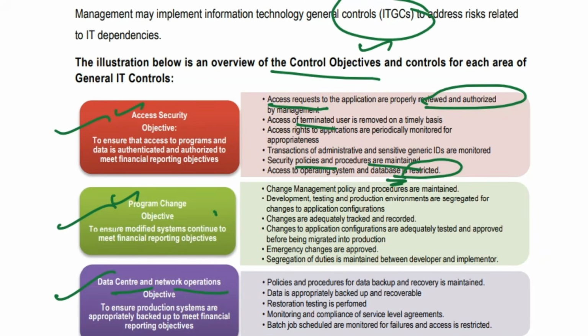Then program change. This is to ensure modified systems continue to meet the financial reporting objective. So you have made some changes; check whether it is meeting the financial reporting objective. First, emergency changes are approved. Approval, again approval, whether the changes are tracked or not. Segregation of duties is maintained or not, change management policies are maintained or not. And then you can choose some more small points. You just remember these 4 points, and you have this as an extra point: changes to the configurations are adequately tested and approved.